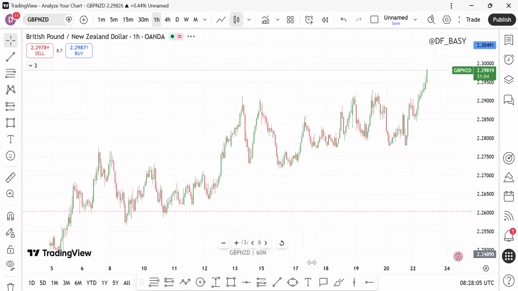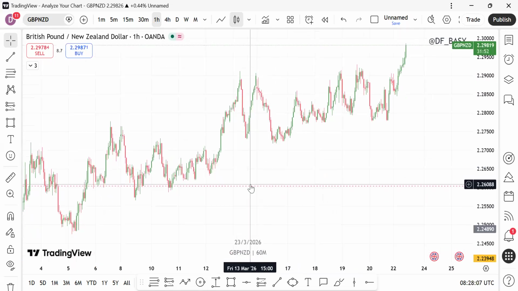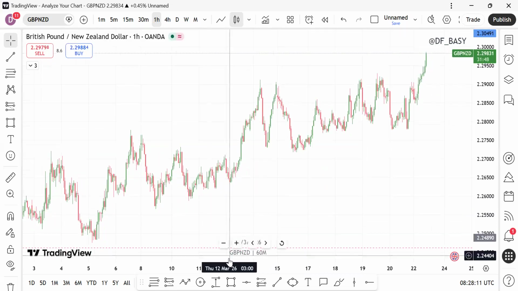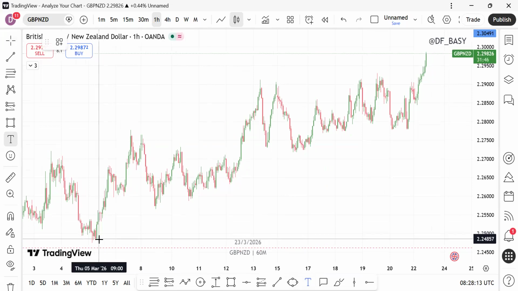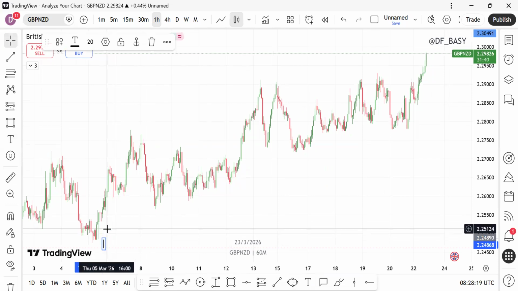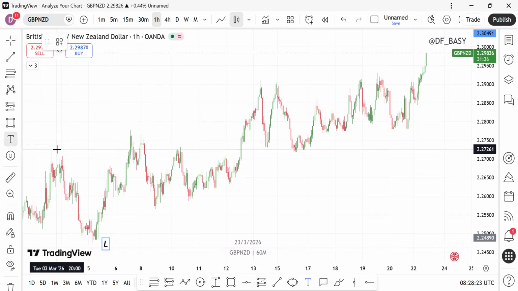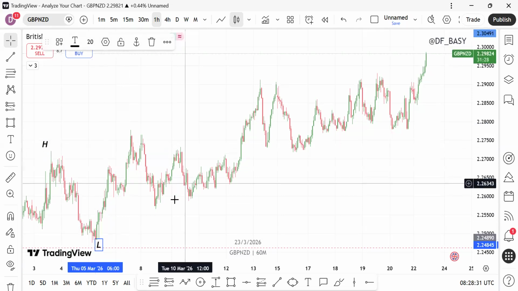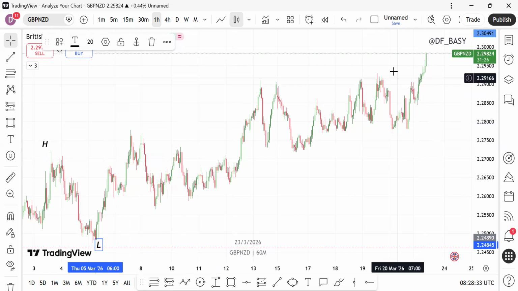So now you can see, what do we have here? We have a bullish market structure. Why? Let's start from the low. Identify the low. This is the low I can see. Then I can see a high here. So that's a low, that's a high. In this market, what do we see the market do? We see the market create a series of higher highs, higher lows, higher highs, higher lows, and higher highs.